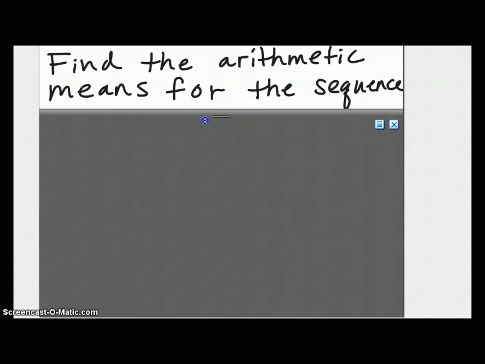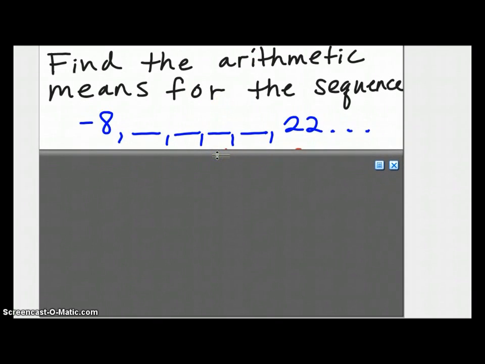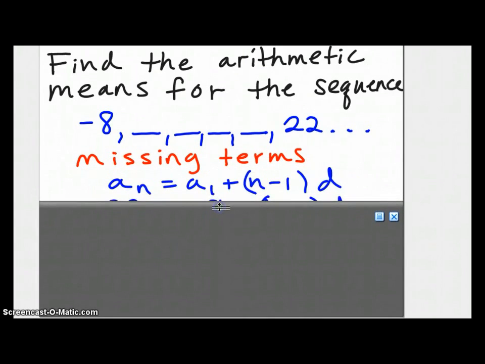We're going to find what is called the arithmetic means for a sequence. So let's look and see what that looks like. We have -8, we have 4 blanks, and we have the number 22. So we're wanting to find the arithmetic means. That must mean we're looking for missing terms. So I'm looking for missing terms.